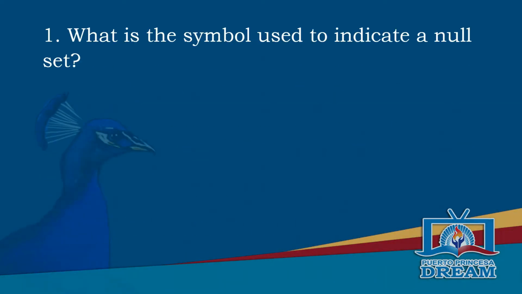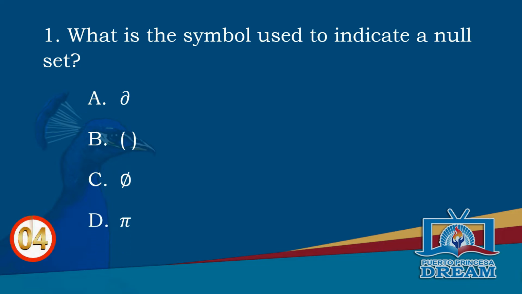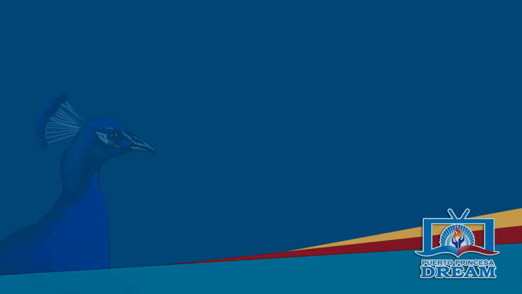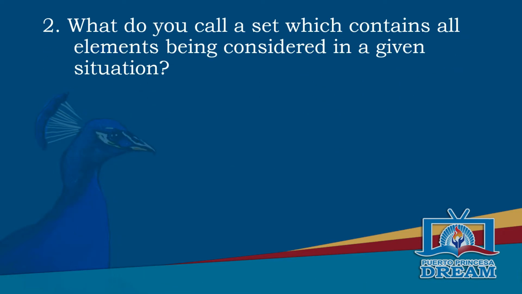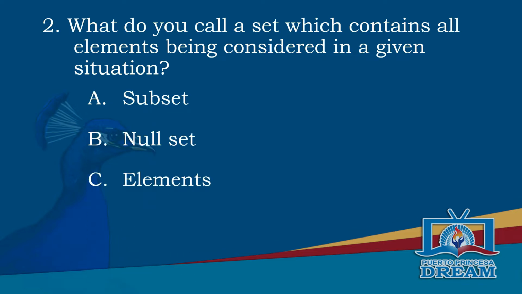Number 1. What is the symbol used to indicate a null set? A, B, C, or D? Number 2. What do you call a set which contains all elements being considered in a given situation? A. Subset. B. Null set. C. Elements. Or D. Universal set.